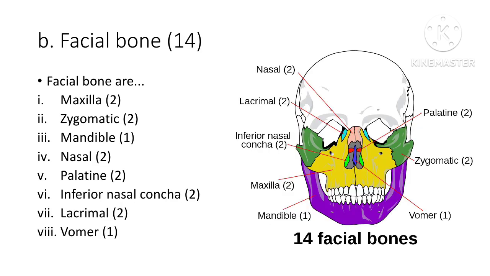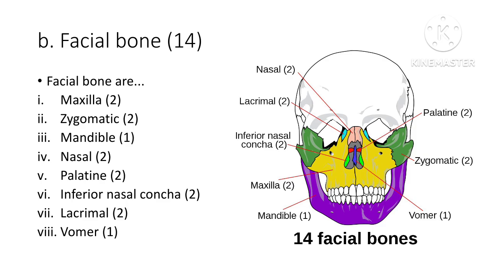The facial bones are part of the skull, which forms the protective bony structure around the brain. The facial bones provide shape and support to the face, protect the structures of the eyes, nose, and mouth, and provide attachment sites for the muscles of the face and jaws. There are 14 facial bones which are given below.